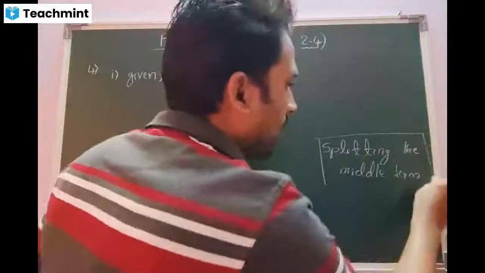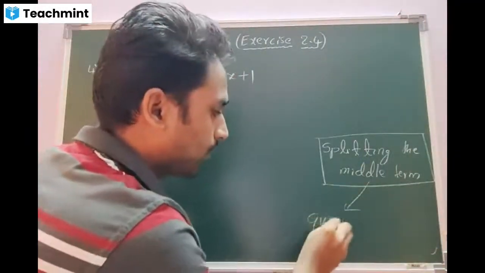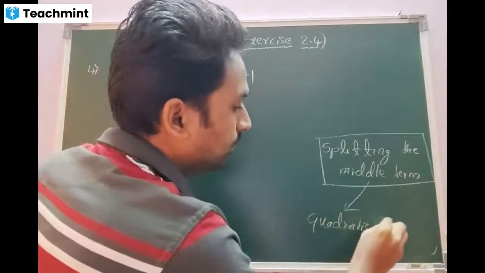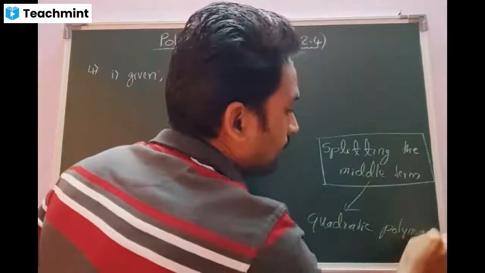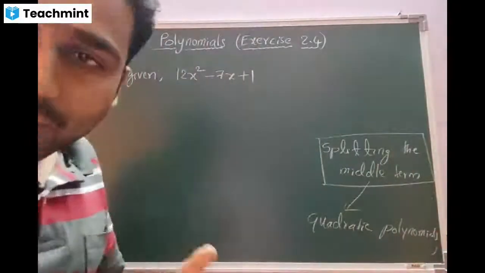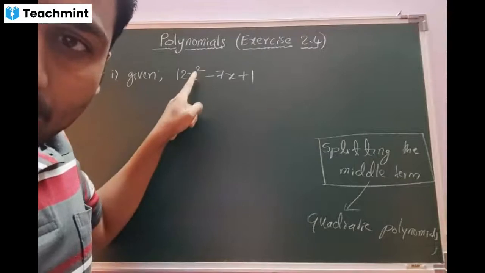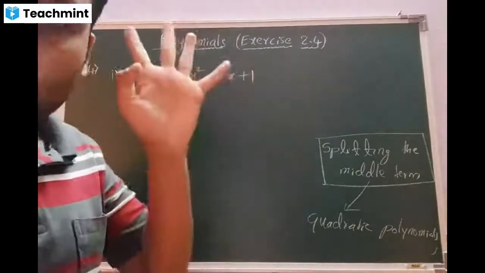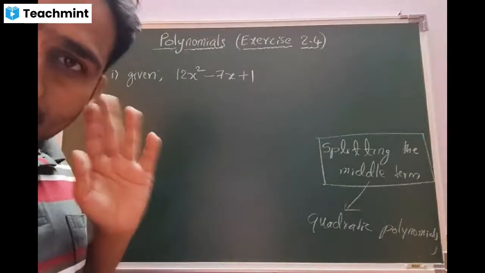This method is useful only for the quadratic polynomial. For what, beta? Quadratic polynomial. It means the degree of the polynomial should be 2. The maximum, the highest power of the variable should be 2. Got it?